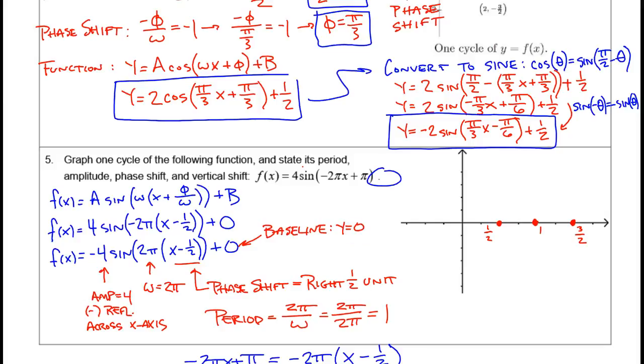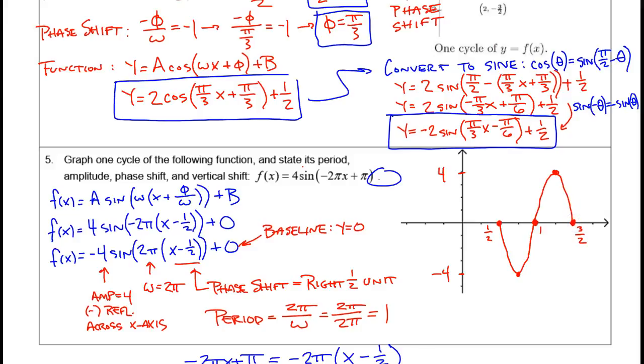Okay, so what now? I have an amplitude of 4. So this is going to go 1, 2, 3, 4. It's going to go all the way up to 4. And it's going to go down 1, 2, 3, down to -4. And because I have a baseline of 0, I know I'm going to go all the way up to 4 and all the way down to -4. But instead of the sine function starting and going up, this one's going to start from this point here, x equals 1/2. It's going to start going down because of that reflection across the x-axis. So halfway between here and here, I'm going to hit -4. Halfway between 1 and 3/2, I'm going to hit +4. The graph of this function is going to look just like that.